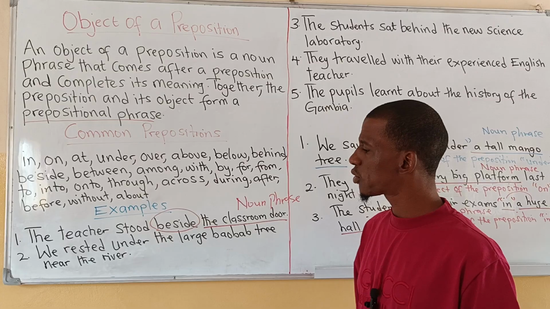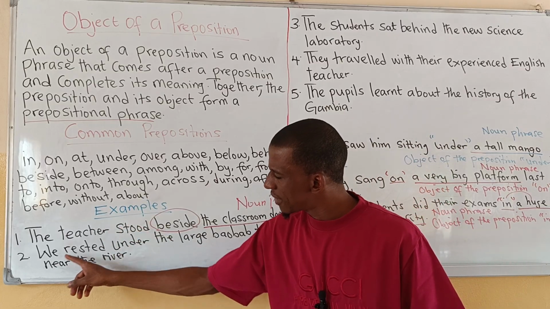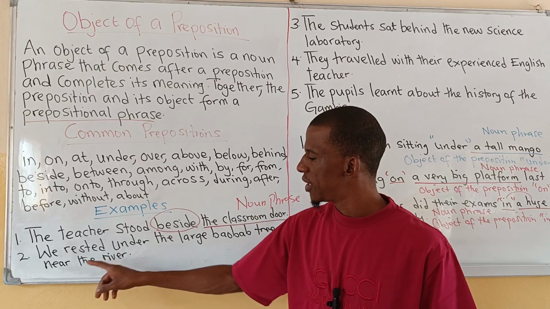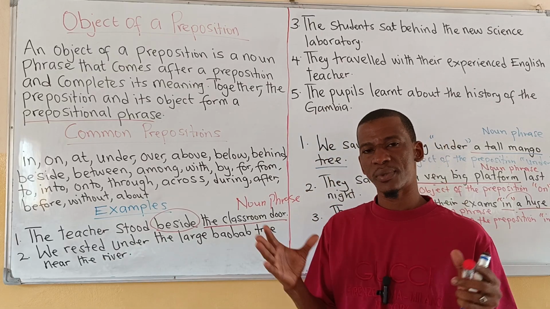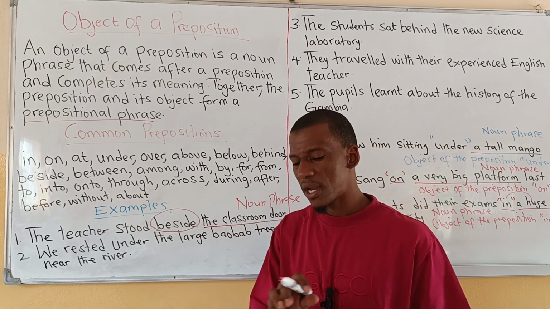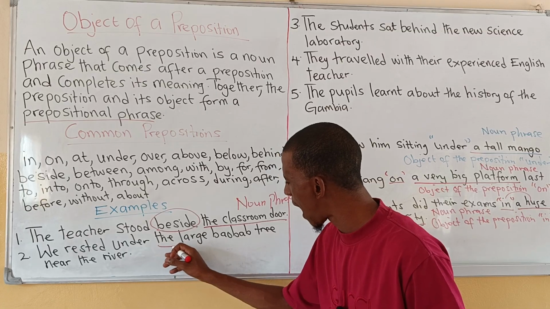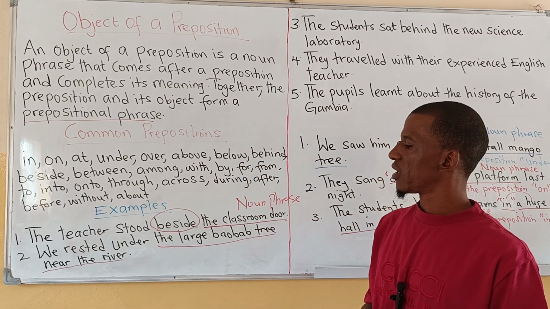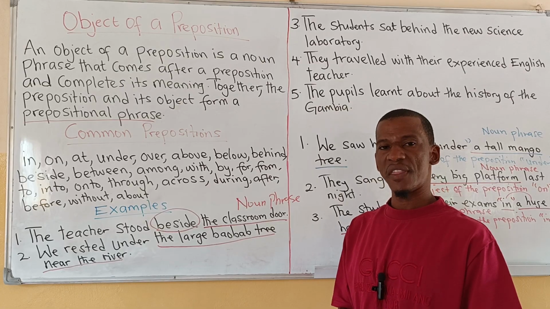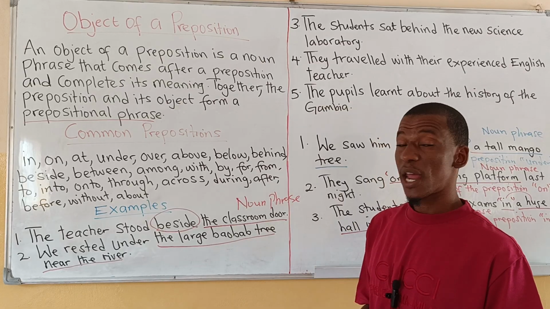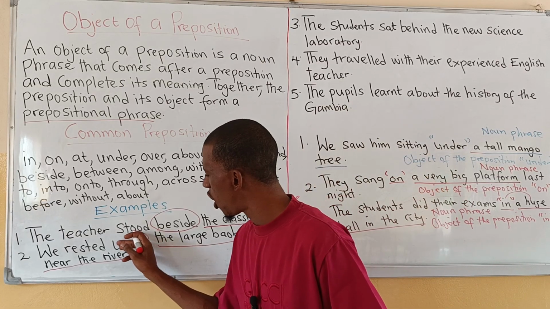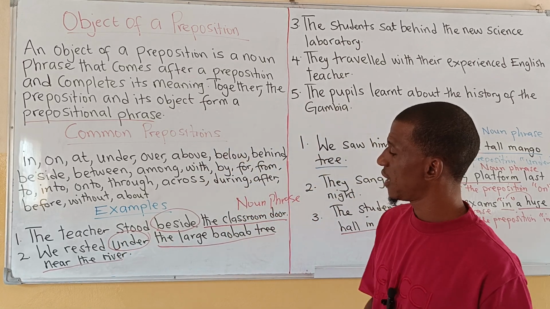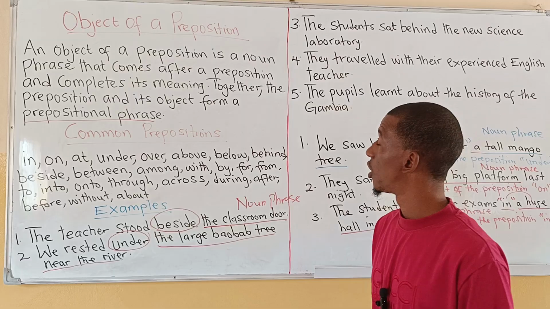Let's look at number two. Number two reads, we rested under the large baobab tree near the river. What is our noun phrase? Our noun phrase is the large baobab tree near the river. Let me join all of them together. The large baobab tree near the river. This is our noun phrase. And what is the function? The function is the object of the preposition under. Under is a preposition, okay?